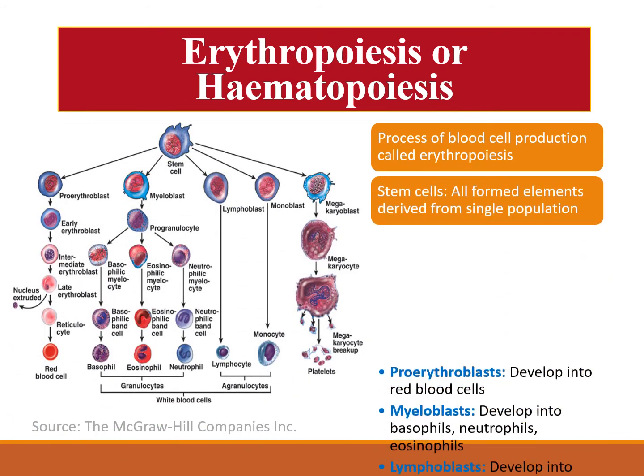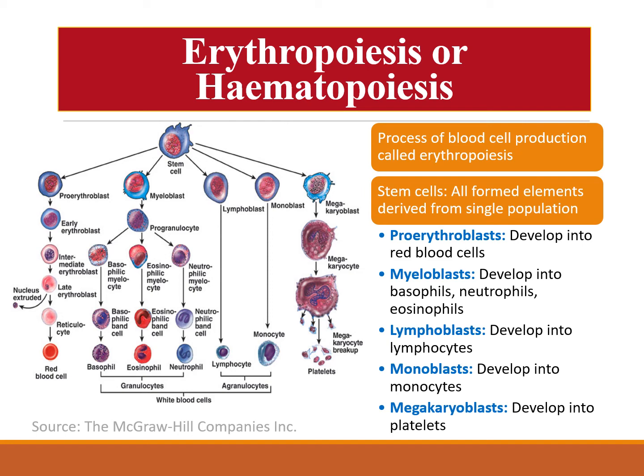Now, we'll study erythropoiesis or hematopoiesis. It is nothing but the process of blood cell production. All the formed elements are derived from stem cells. Stem cells develop into proerythroblast, myeloblast, lymphoblast, monoblast, and megakaryoblast. Proerythroblast develops into RBC. Myeloblasts develop into basophils, neutrophils, and eosinophils, whereas lymphoblasts develop into lymphocytes. Monoblasts develop into monocytes, and megakaryoblasts develop into platelets.